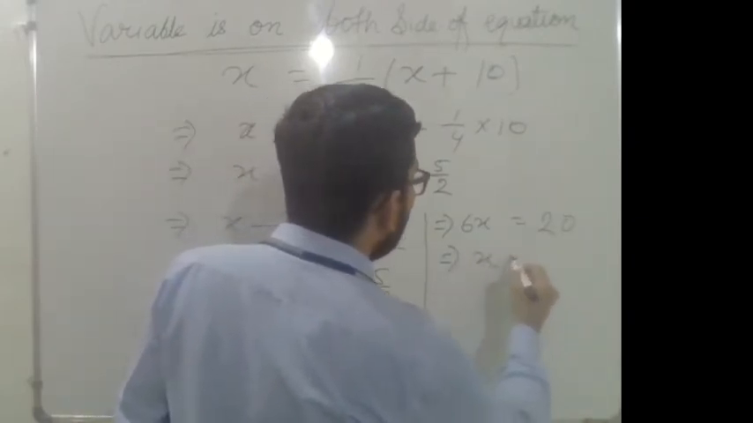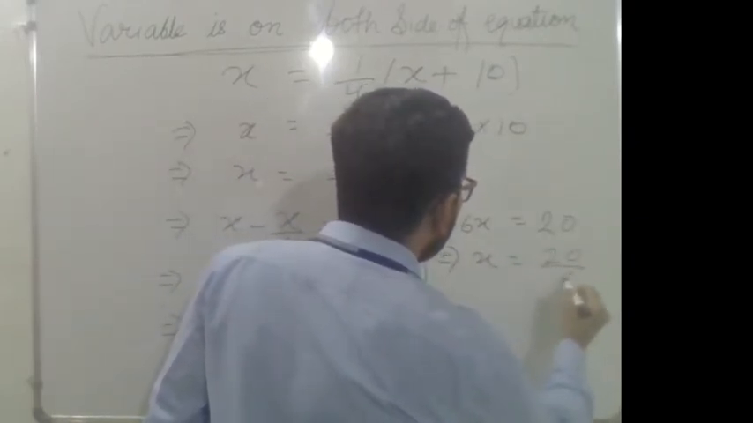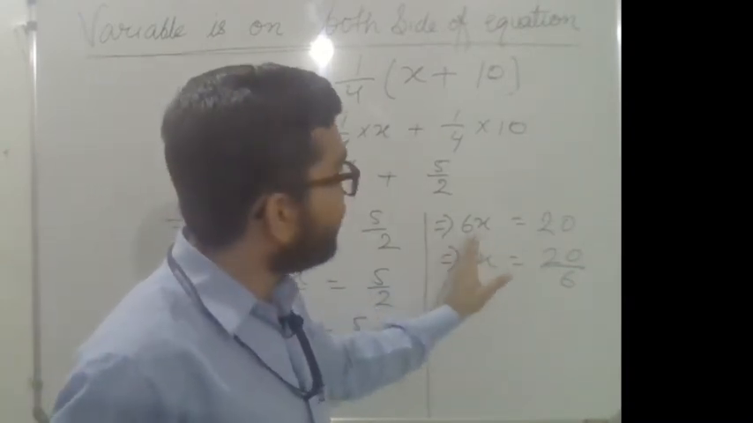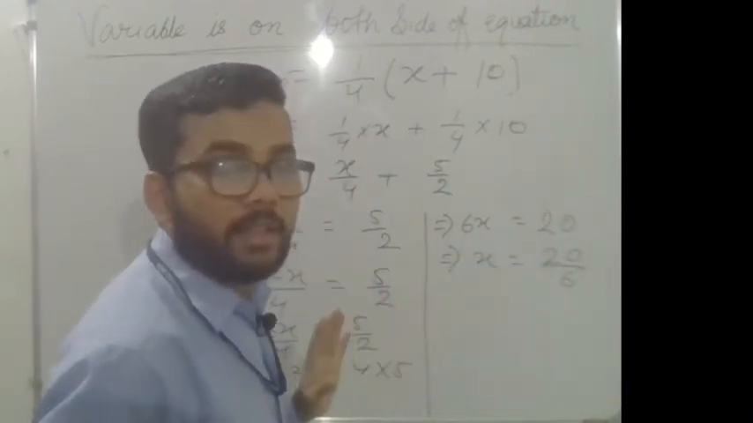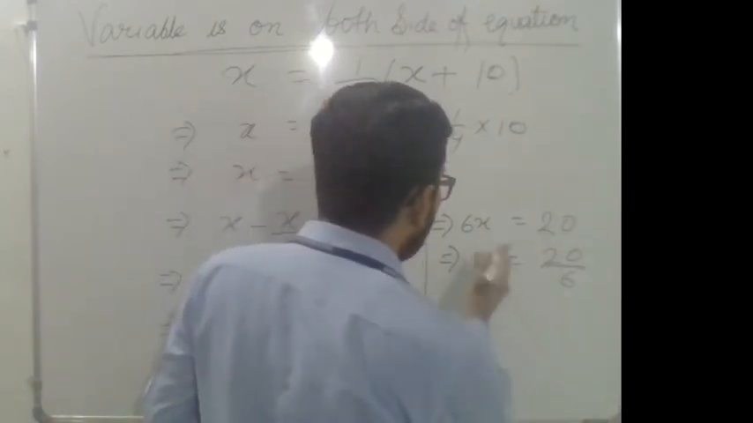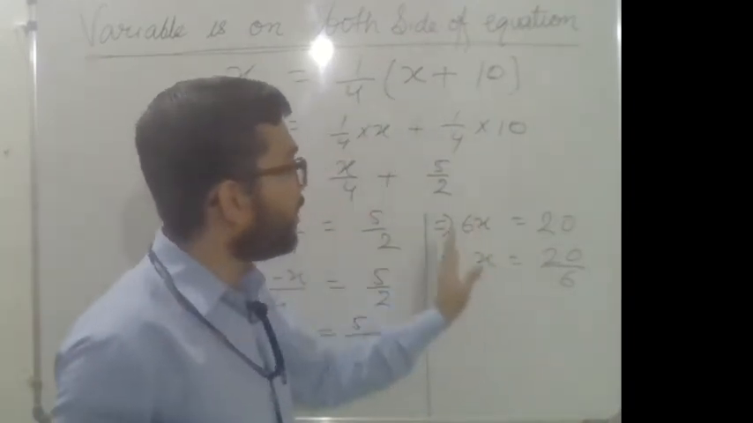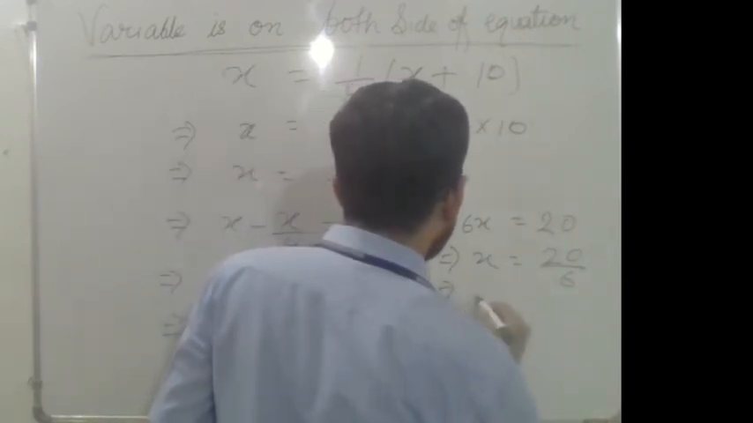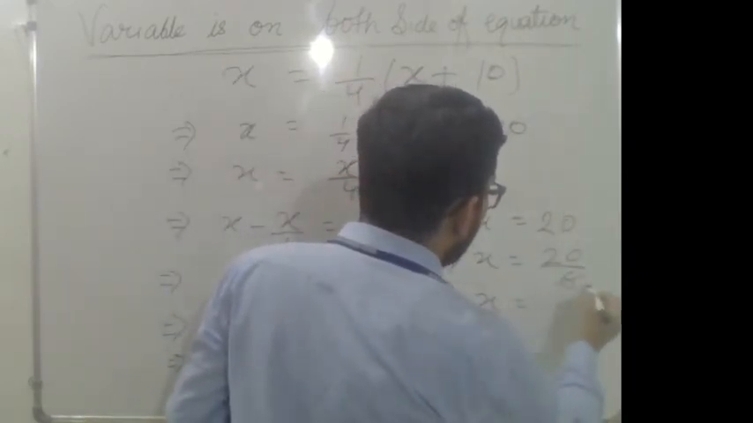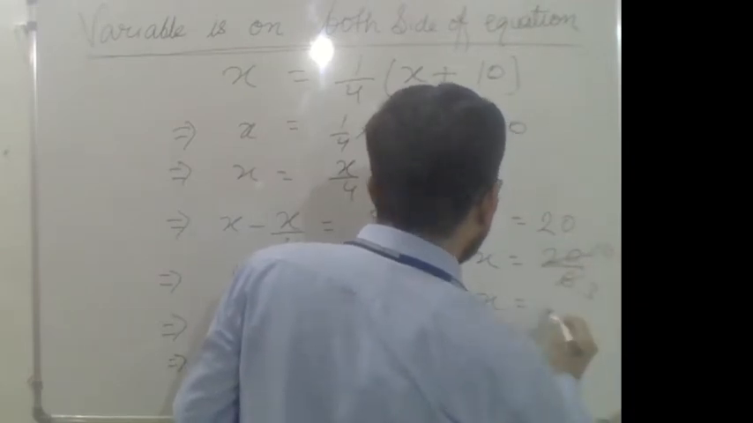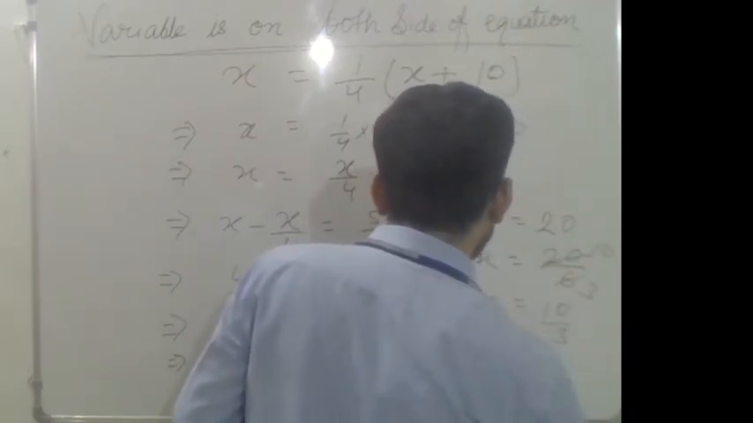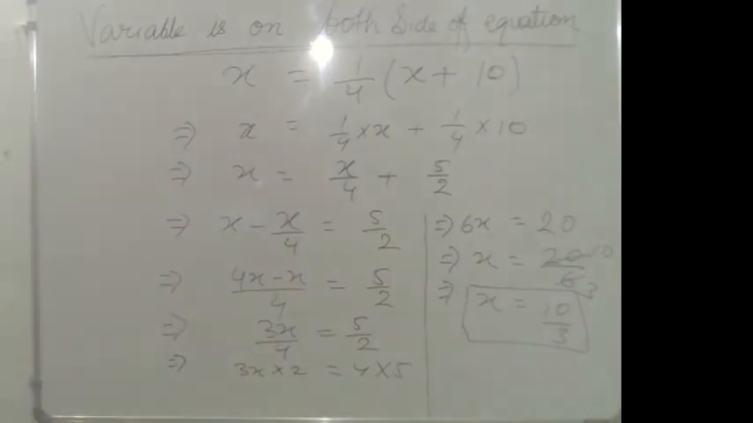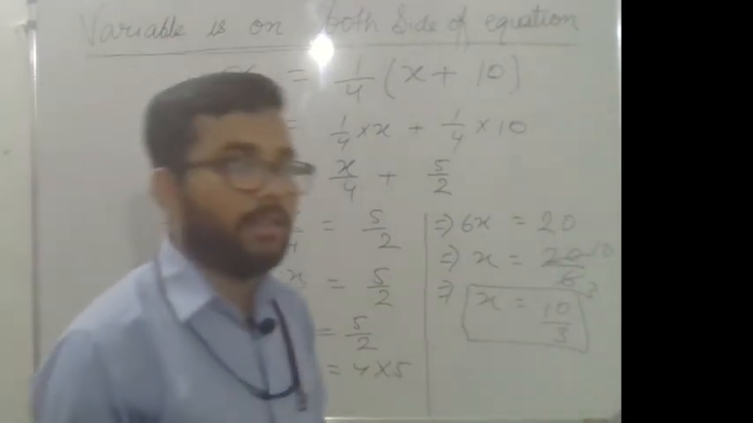So x is equal to 20 upon 6, because it is in multiplication form. When it is transposed, it will be in division form. Okay. 20 upon 6. 2 3s are 6, 2 10s are 20. 10 upon 3. So the solution of this equation is 10 upon 3.